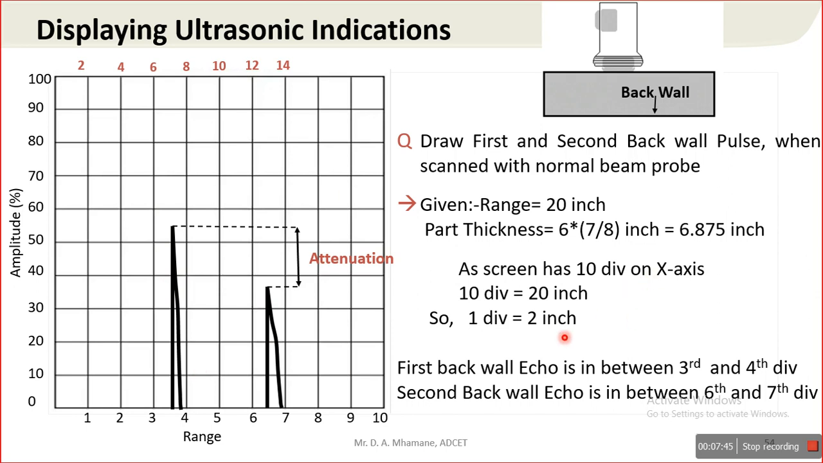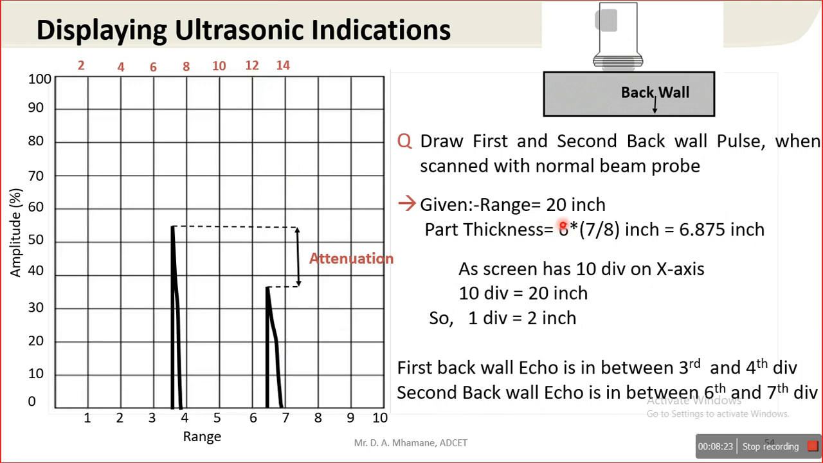So this is another numerical. In this numerical, again I will repeat, range is given 20 inch and the part thickness is 6.875 inch. The extreme entity is called the back wall. So the ultrasonic pulse reflects from the extreme entity and reaches the transducer again, and with the help of synchronization of this transducer and the machine screen, we get this response from the component.